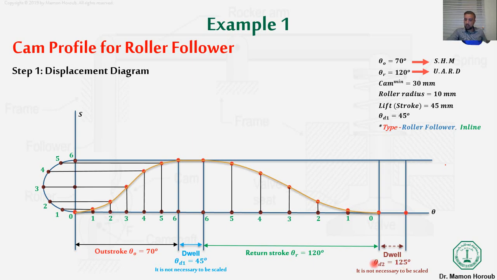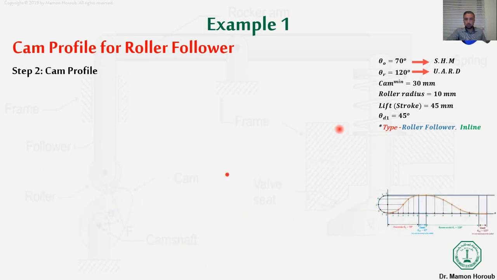So how can we find the last dwell? The complete theta of the cam is 360 minus 70 minus 120 minus 45, which will give me 125 degrees for the second dwell. And as I said, the dwell does not necessarily need to be scaled. Just draw it to show there is a dwell here. Okay, so let us move to the second step.